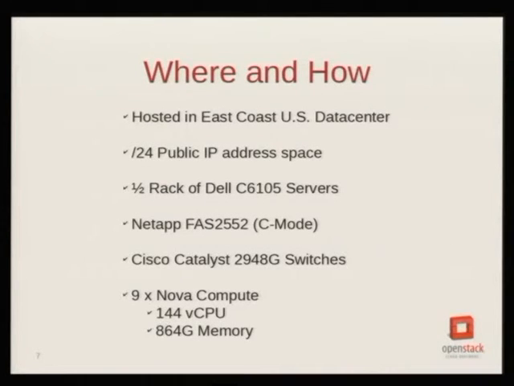So let's talk about where it is and how it works. Trystack has a /24 public IP address range. So if you're an average person and you want to spin up an application, test an app, or just kick the tires, you get allotted one public IP address. We have about half a rack of servers there, Dell servers donated to us for this purpose. And we have a NetApp array as well, donated by NetApp, and a couple of Cisco switches.